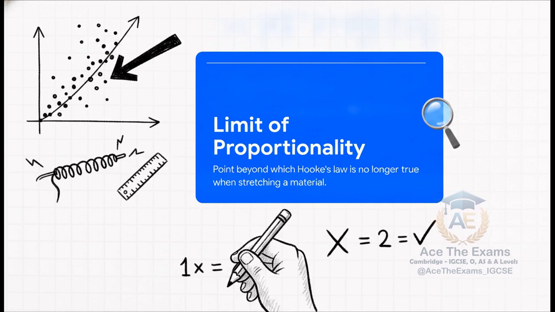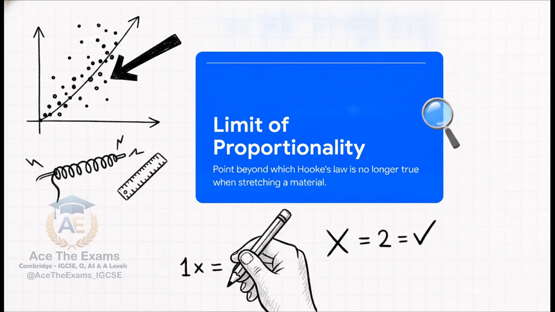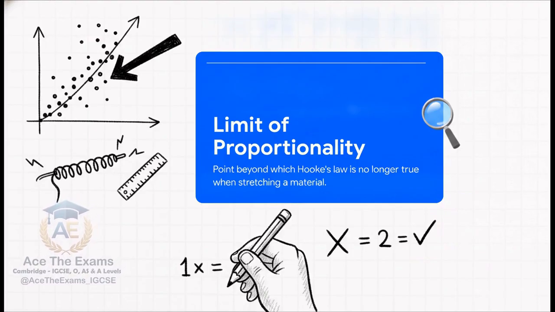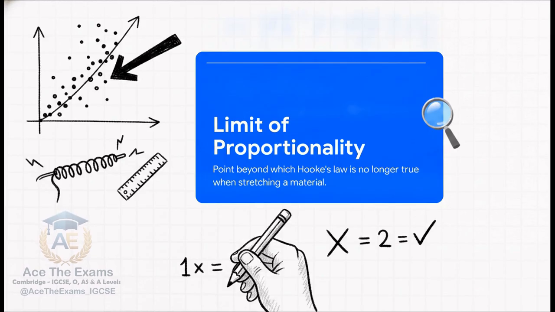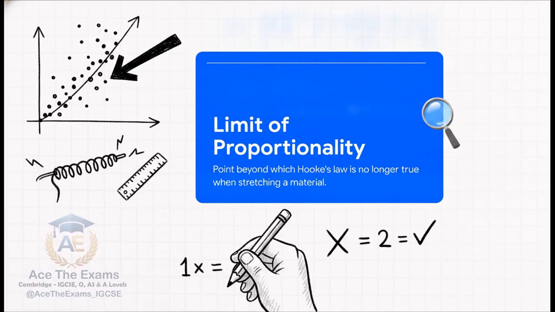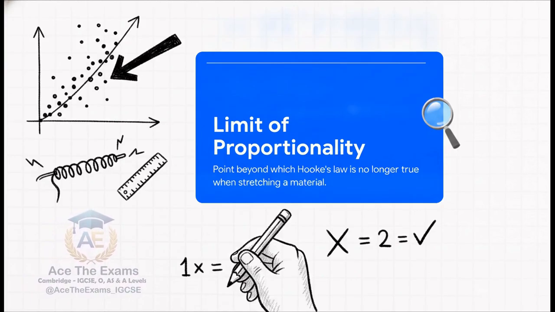If you notice the data points suddenly spiking out of a straight line pattern at the bottom, you found our hidden clue. And this brings us to the core concept students miss when their graph gradients go horribly wrong, the limit of proportionality. By definition, this is the exact point beyond which Hooke's law is no longer true when stretching a material.